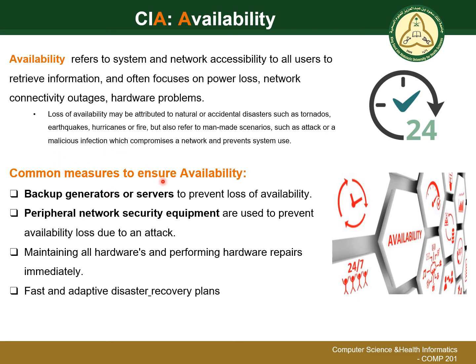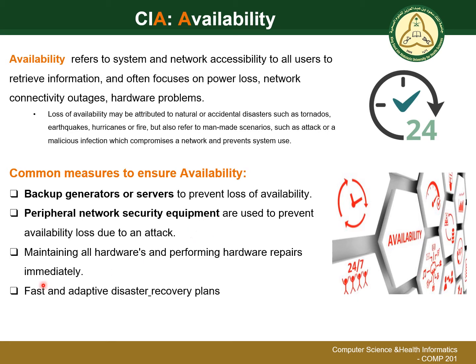The common measures to ensure the availability of the system: we will have backup generators or servers. So if something happens and makes the system unavailable, we can use the backup server or a backup electrical generator to prevent the loss of availability of the system. The second measure is using peripheral network security equipment such as the firewall. It will be used to prevent availability loss due to an attack by protecting the security network equipment.